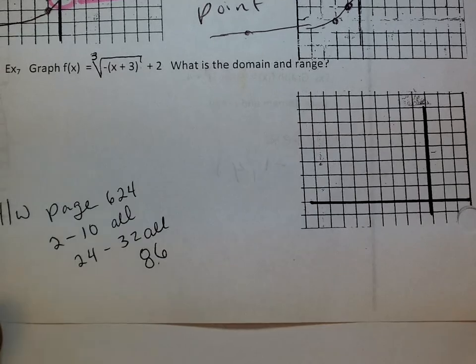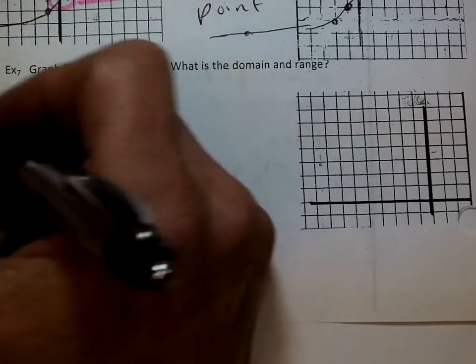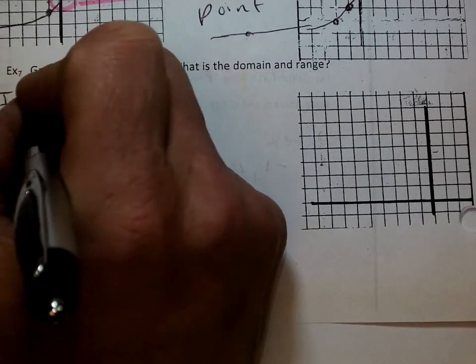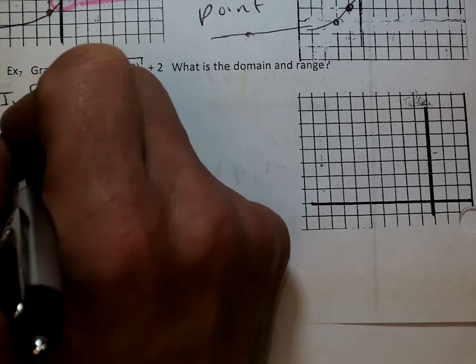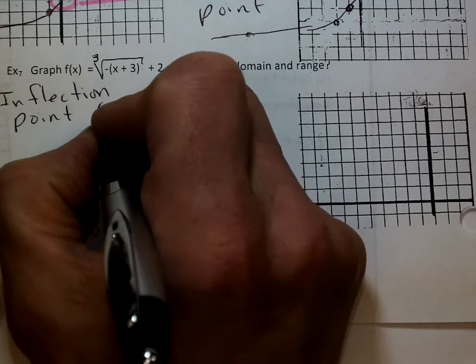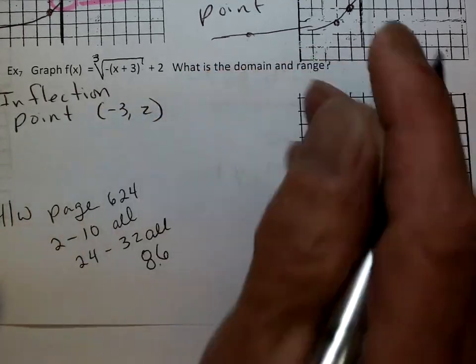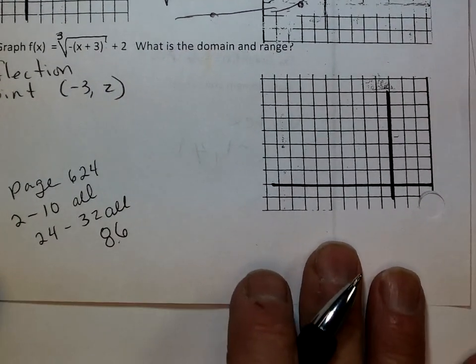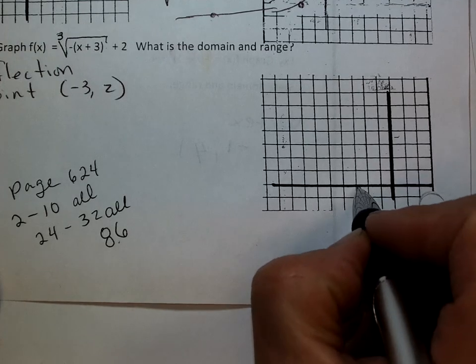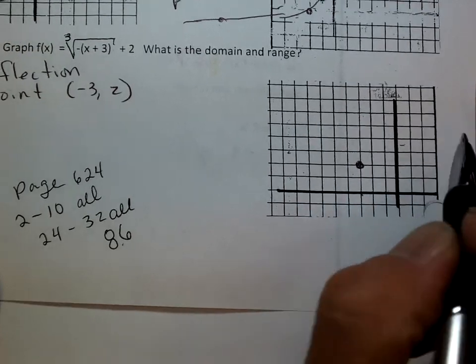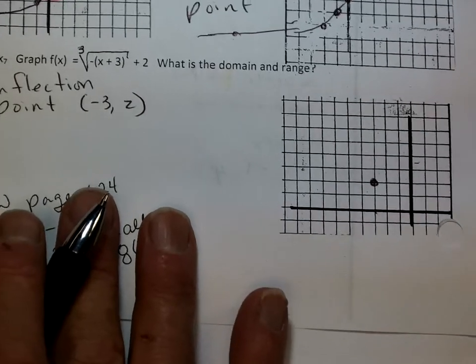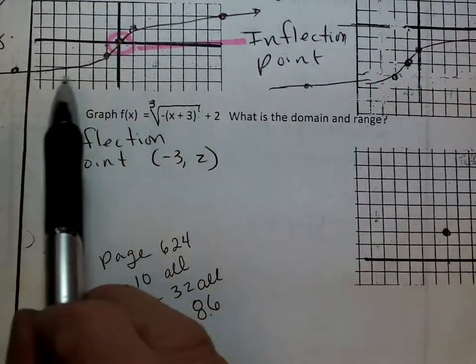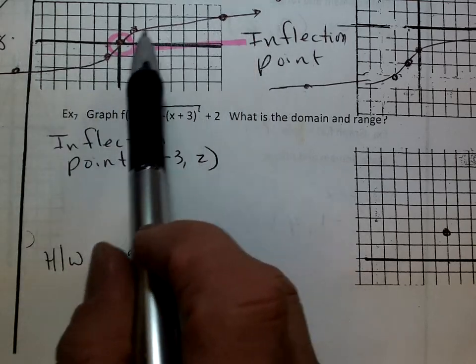So first of all, before I do anything, my inflection point is at negative 3, 2. You guys got that? It is a cube root graph, so it's going to be this shape here.